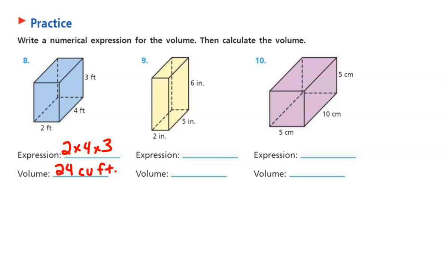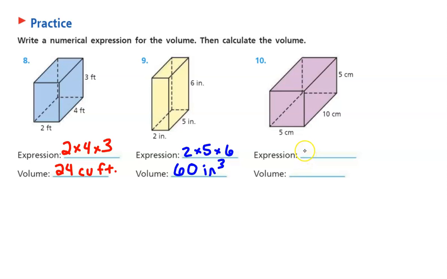Okay. For this next one, it says our expression is going to be 2 inches by 5 inches by 6 inches. And again, it doesn't really matter what order you do it in. So I'm going to eliminate the first two big ones. 6 times 5 is 30, and 2 groups of 30 is 60. So this would be 60 cubic inches. I'll write that one that way.